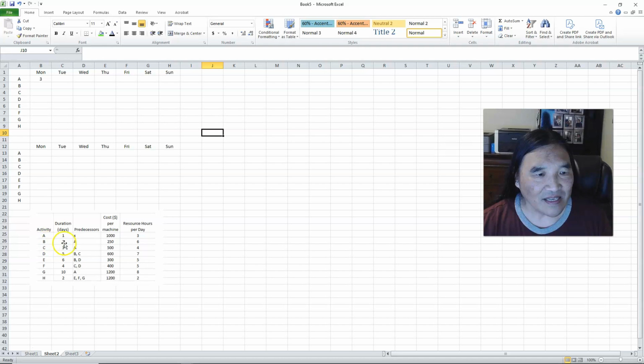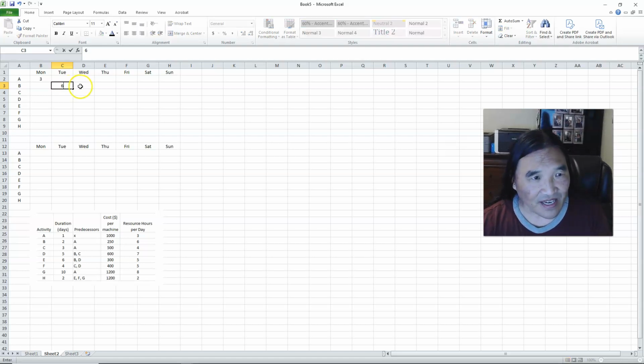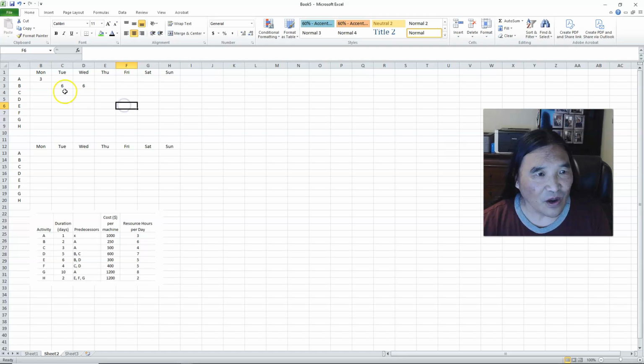What comes next? Well, B and C follow A. So B has a duration of 2 days and 6 hours. So 2 days, 6 and 6. What about C? 3 days and 4 hours. So 4, 4, and 4.